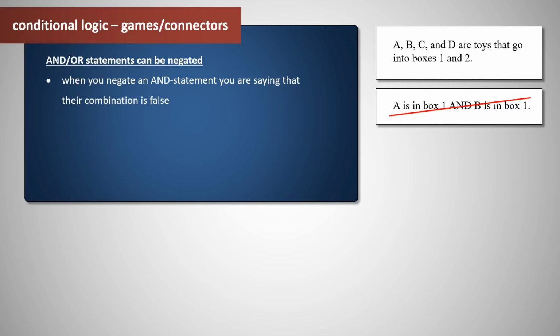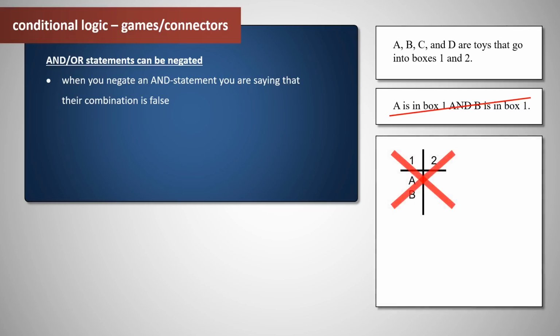But if you're negating that statement, if you're saying it's not true that A is in box 1 and B is in box 1, you're saying they're not together over on the left. But what does that mean? Well, maybe they're both false. Maybe they're both on the right. So if you're saying that it's not true that A is in box 1 and B is in box 1, what you're saying is they're both on the right. But that's one possibility. Maybe only one of them is false.